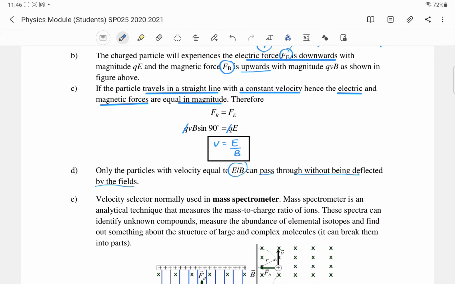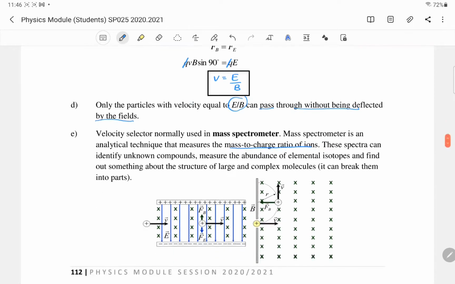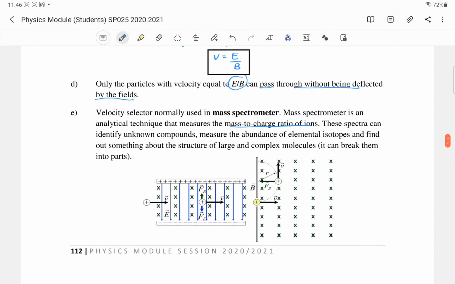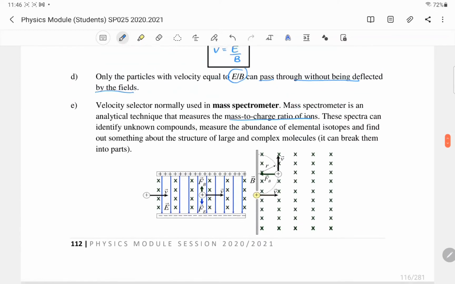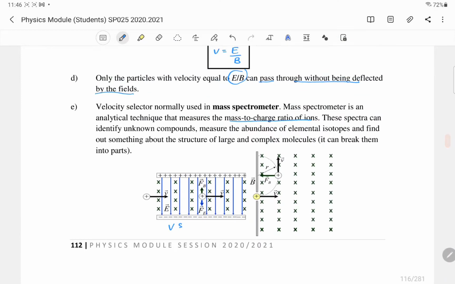Mass spectrometer ni is an analytical technique that measures the mass to charge ratio of ions. Okay, so kat sini kita dapat dia punya figure. Mula-mula kita punya elektron tu, okay, pass through the electric field and then pass through the magnetic field. Okay, so kat sini V straight line, not deflected. Okay, and then dia akan masuk ke dalam mass spectrometer ni with ion positive.